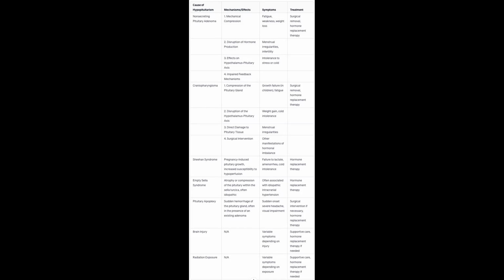Hypopituitarism is characterized by the undersecretion of pituitary hormones and can be attributed to various causes, including not-secreting pituitary adenoma, craniopharyngioma, Sheehan syndrome, empty sella syndrome, pituitary apoplexy, brain injury, and radiation exposure. The recommended treatment for hypopituitarism involves hormone replacement therapy, which includes the administration of glucocorticoids, thyroxine, sex steroids, and human growth hormone.